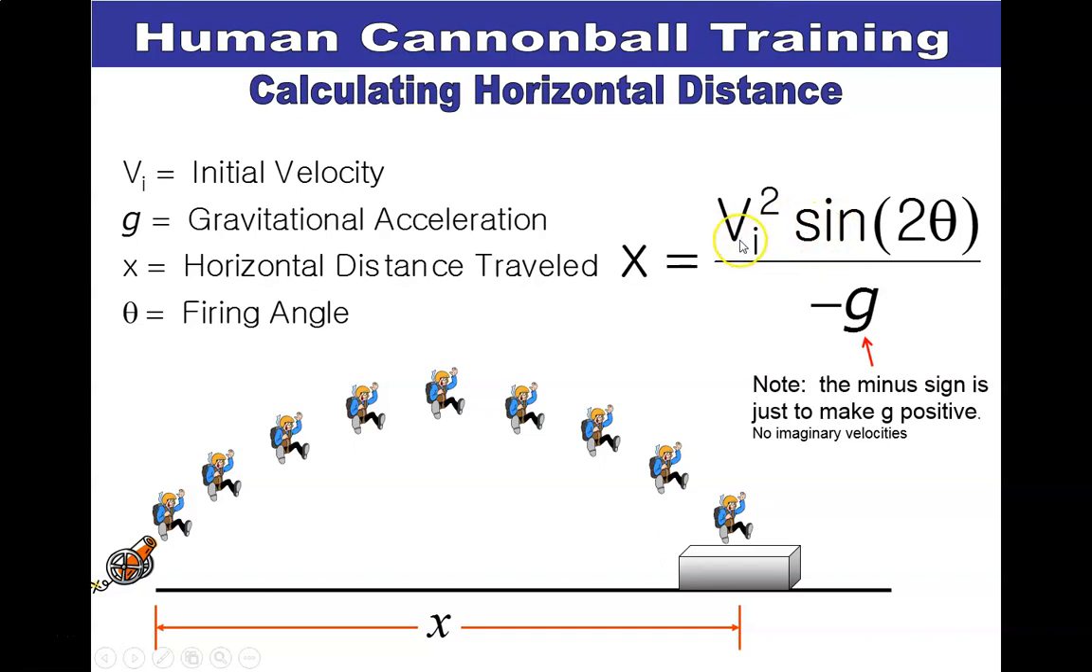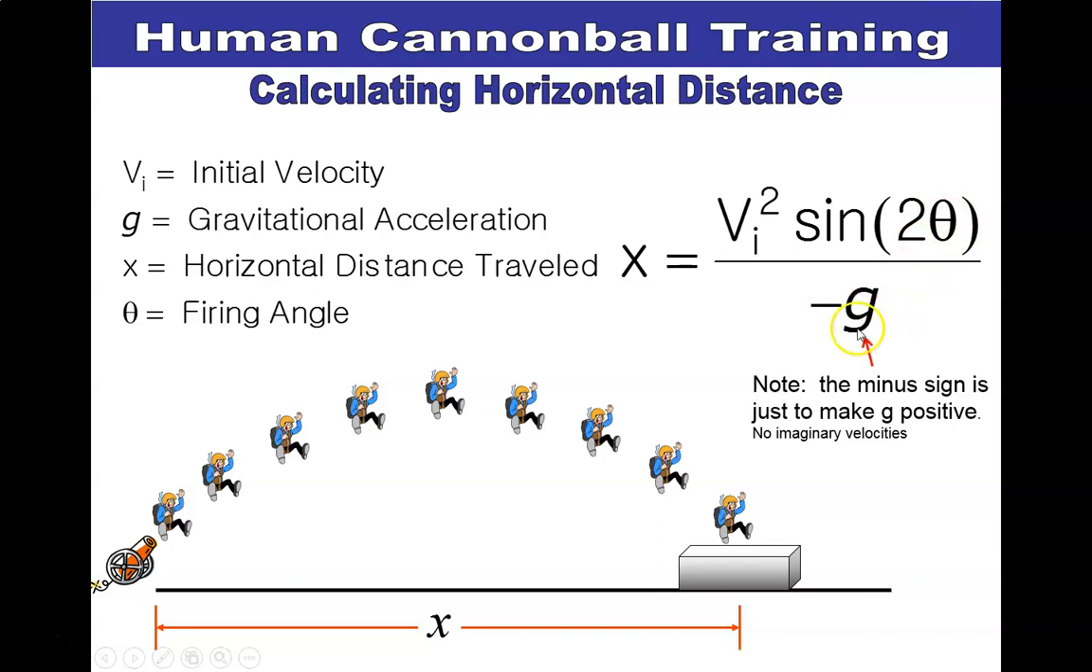You plug in your initial velocity, your velocity out of the cannon, times the sine of 2 theta, where theta is in degrees. Now your calculator's got to be in degrees. If you haven't had a class where you've had to convert to radians, then your calculator is probably already in degrees, but it probably wouldn't be a bad idea to check.